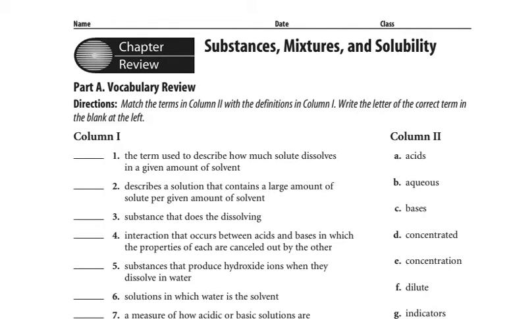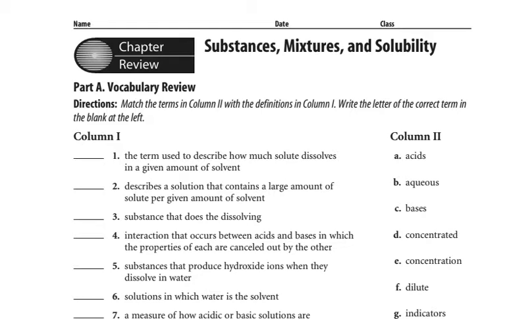Today in science, we're going to make sure that we've got a good understanding of what we've studied in Chapter 8 on substances, mixtures, and solubility. So we're going to take a look at our chapter review and specifically focus on our vocabulary acquisition. In this first portion of our vocabulary review, it asks us to match the terms in column 2 with the definitions in column 1. Write the letter of the correct term in the blank at the left. So we're going to match these definitions with the terms.